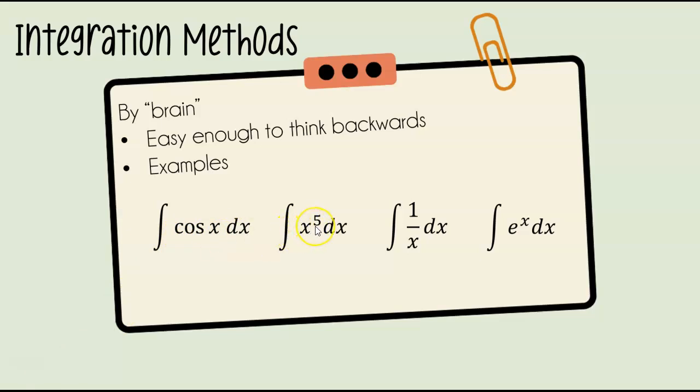Sometimes we think of, when it's a polynomial, we would add 1 to this power and divide by that number. So we would get 1/6 x to the 6th, plus c, of course. All indefinite integrals have that plus c for that constant that could be there. So these are the easier ones. We can think backwards. But we know they get a little trickier.